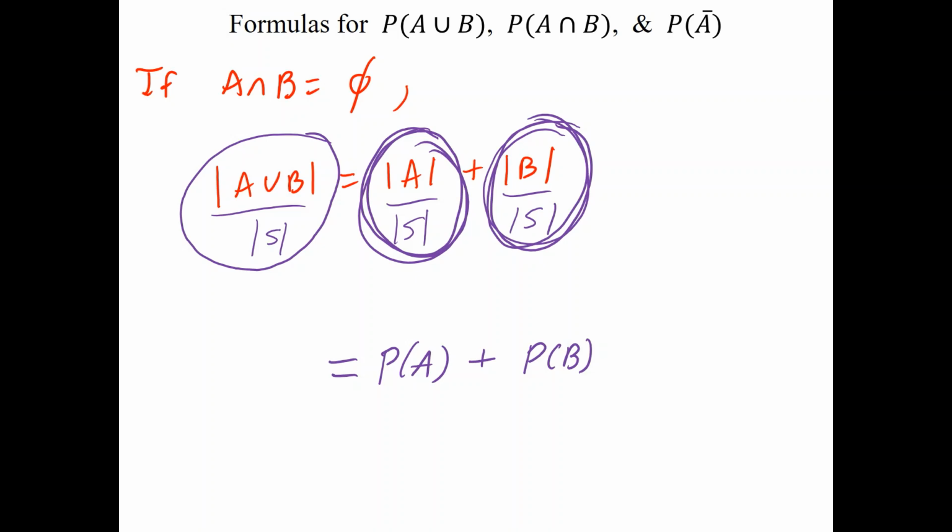If I were you, I'd pause the video for a couple of seconds, try to come up with it first before I tell you the answer. And now I'm going to tell you the answer. So the answer is probability of A union B.